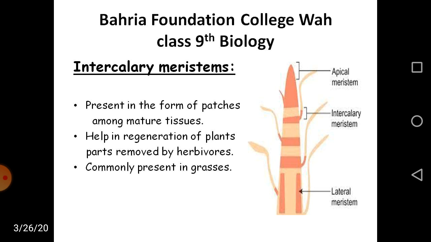This is all about the meristems, and in part 2 I will explain permanent tissues.